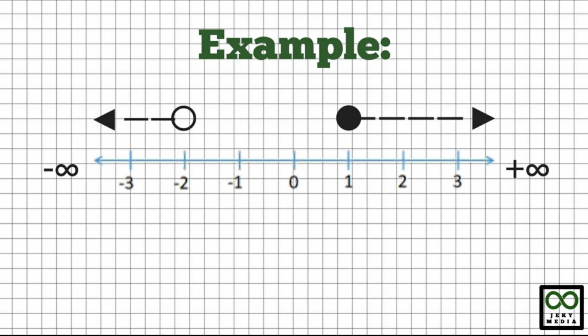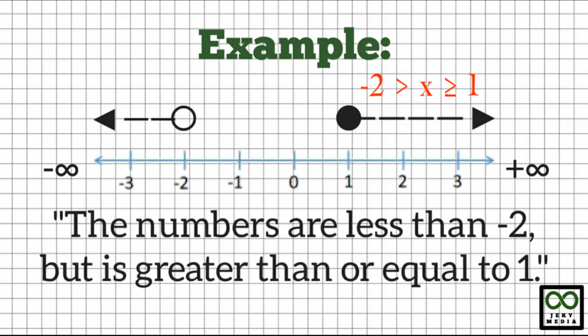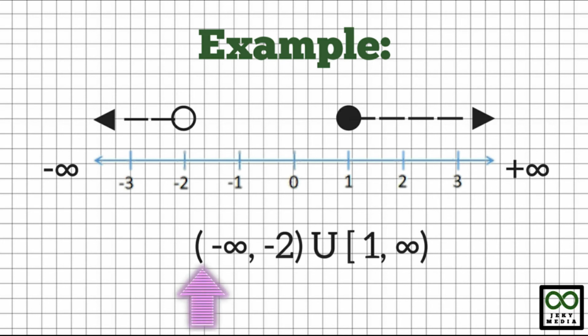In the sixth example, we have found two solution sets. On the left, an open circle, negative 2, going to the left, negative infinity. On the right, a closed circle, positive 1, going to the right, positive infinity. The inequality is read as, the numbers are less than negative 2, but greater than or equal to 1. This will give you the interval notation. Open parenthesis, negative infinity, comma, negative 2, close parenthesis, union, bracket, positive 1, comma, positive infinity, and a close parenthesis.